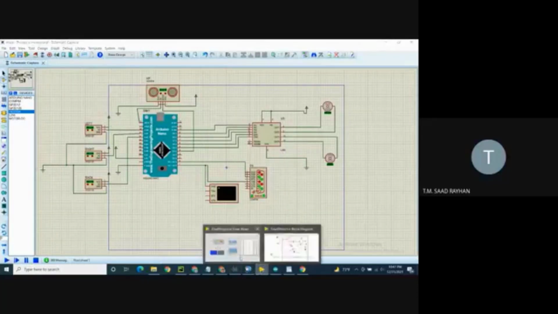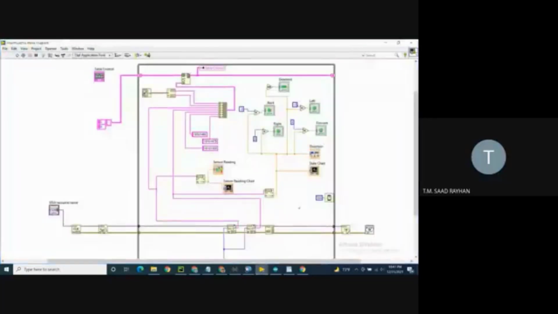And if we come to the circuit in LabVIEW, here we can see the sensor reading. Here we receive the input from the sensor, and we convert the data with a different method. It comes to the direction part, and the direction is connected to 4 different LEDs. Here we can see that when the data is 2, it will go right, and when the data is 3, it will go forward, and the same for the others.